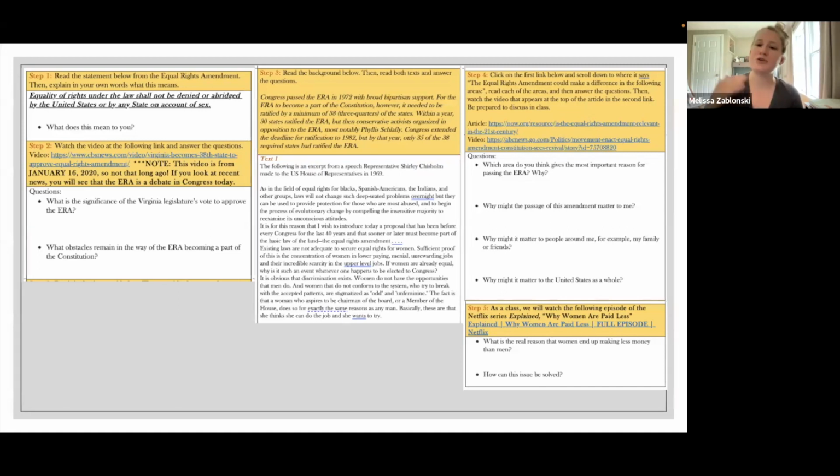So one of the articles goes over a ton of information about why the ERA should be passed. Why might the passage of the amendment matter to them? And this one's interesting, especially for male identifying students, because they struggle to think about how the Equal Rights Amendment would impact them in any way. They think about why it might matter to the people around them, like their family, their friends, their teachers, whoever else, and then why it might matter to the US as a whole. And so that's really how we connect to women's suffrage.